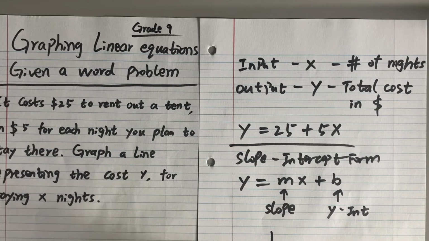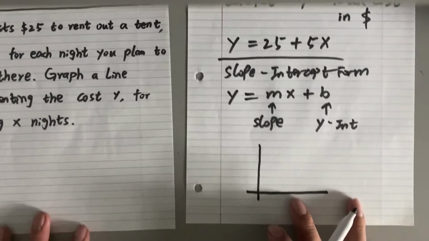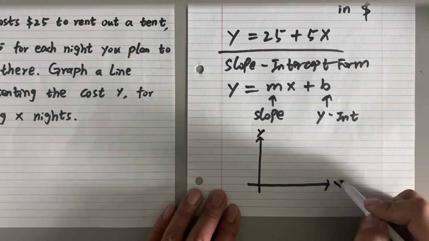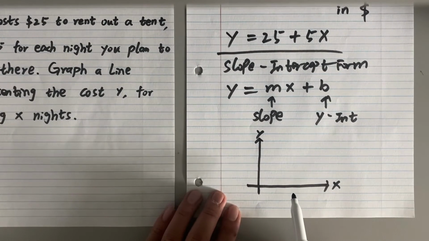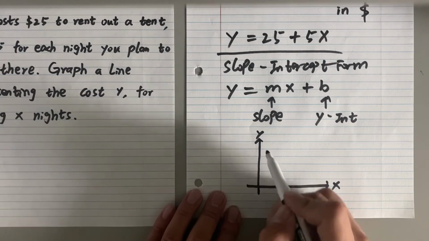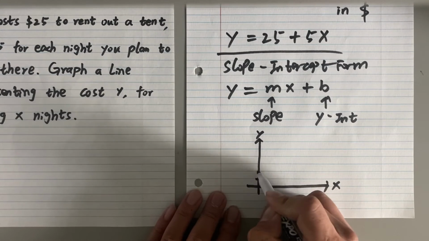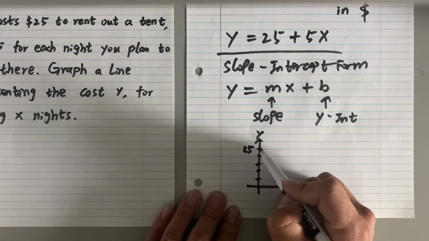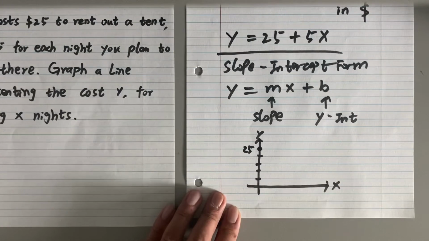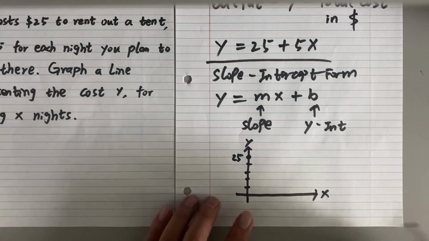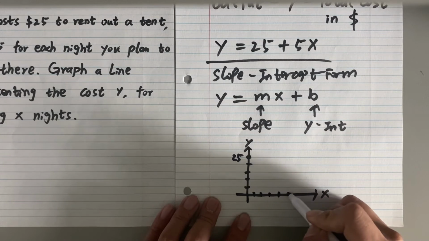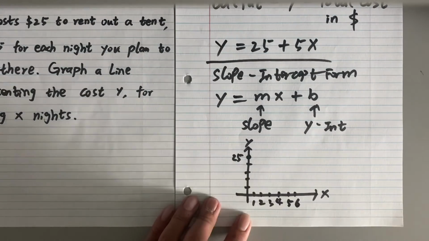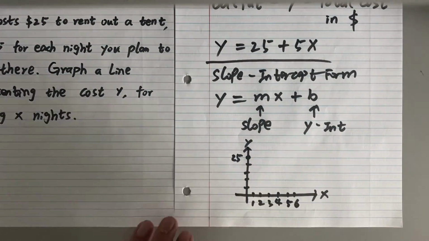We have all the information that we need. Y-axis, x-axis. So the graph is going to intercept the y-axis at 25. So 5, 10, 15, 20, 25. So it's going to intersect here, and it's going to grow as the number of days increase. So if this is our number of days, the cost is going to go up from 25.